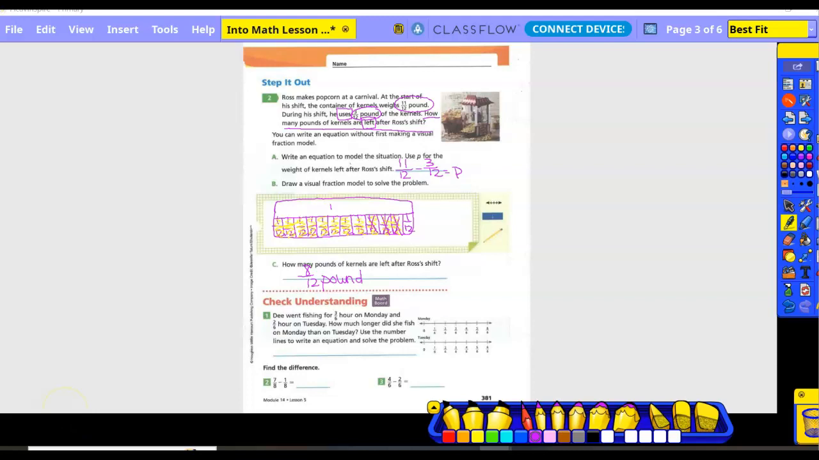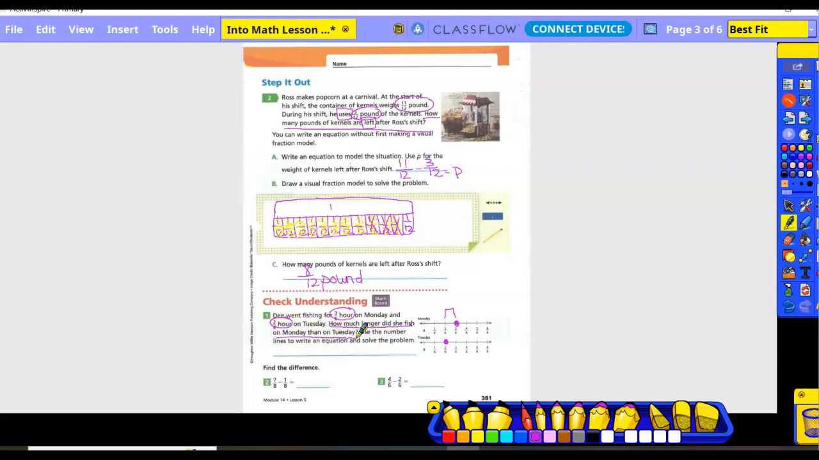Dee went fishing for 3/6 of an hour on Monday and 2/6 of an hour on Tuesday. How much longer did she fish on Monday than on Tuesday? Use the number lines to write an equation and solve the problem. So Monday she went what? 3/6, right? Tuesday she went 2/6. So what is the difference between here and here? So an equation, so 3/6 of an hour, 2/6 of an hour. How much longer did she go Monday than Tuesday?